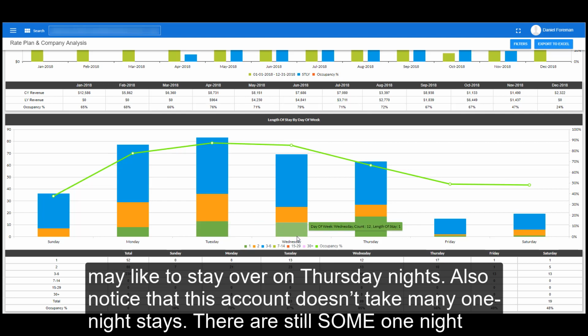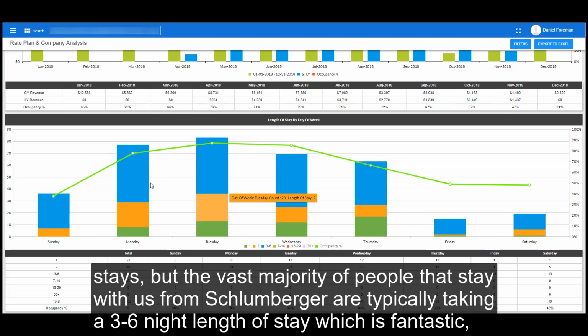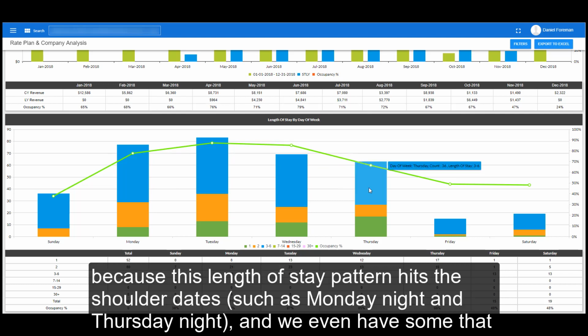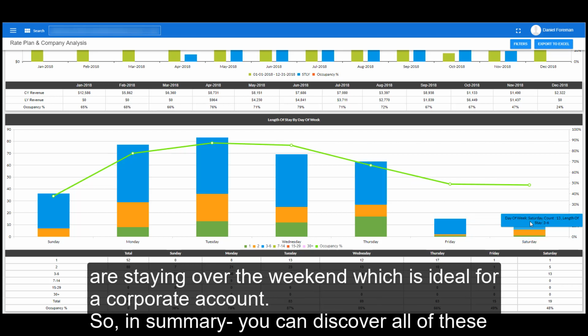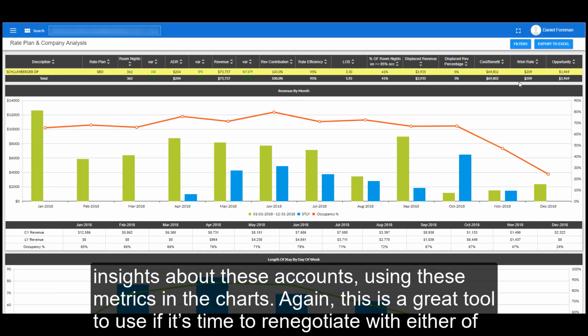There are still some one-night stays, but the vast majority of the people that stay with Schlumberger are typically taking this 3 to 6 night length of stay, which is fantastic because that hits the shoulder dates, that gives us Monday nights and Thursday nights, and you even have some that are staying over the weekend, which is ideal for a corporate account. So you're able to discover all of these things just by using these metrics here.